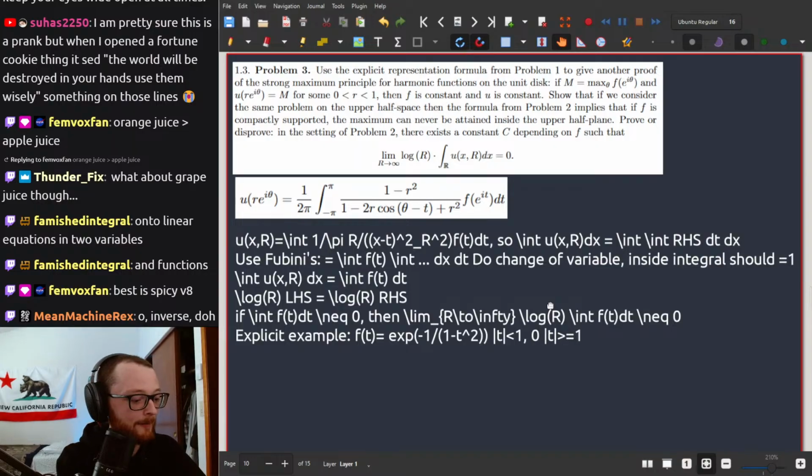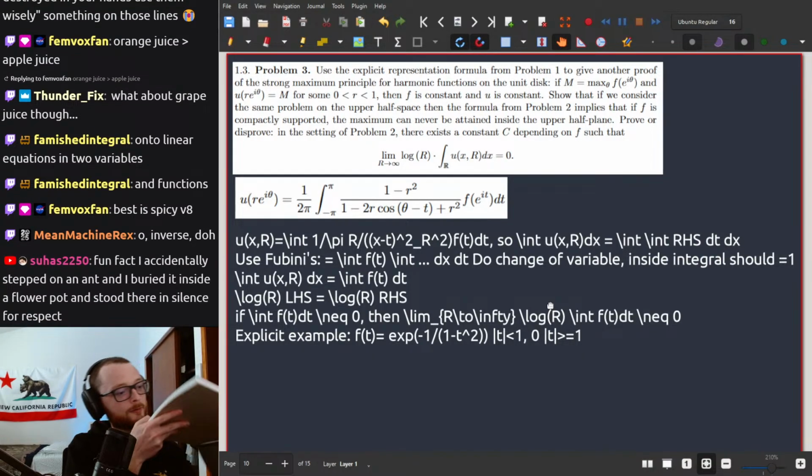Inverse? Okay, yeah, I've seen inverse. It's kind of crazy how you have to calculate it with the contour integral.